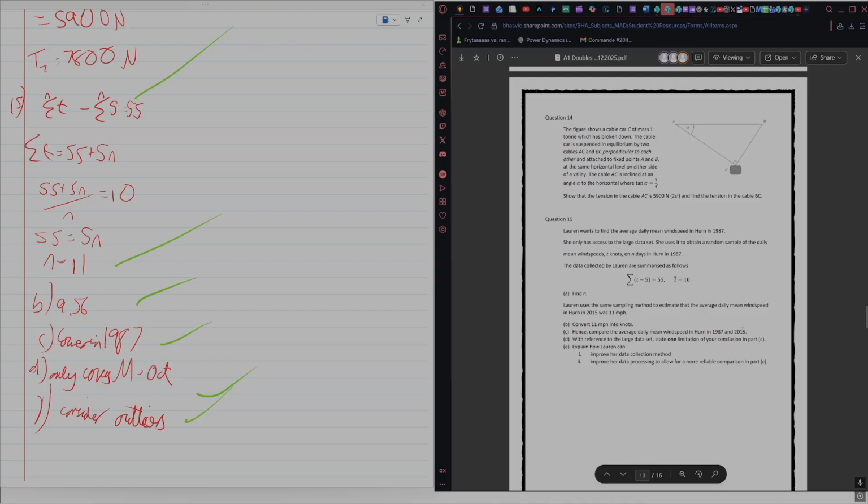Obviously I'm joking. Next question, compare the average daily wind speed. You just say that it's less. And then the one thing that I would always remember about the large data set, as much joking as I do, is that it covers from May to October. That's the most important thing in my opinion, because it's the easiest piece of information to remember, and it comes up probably the most out of all other things. And then this is just considering outliers.